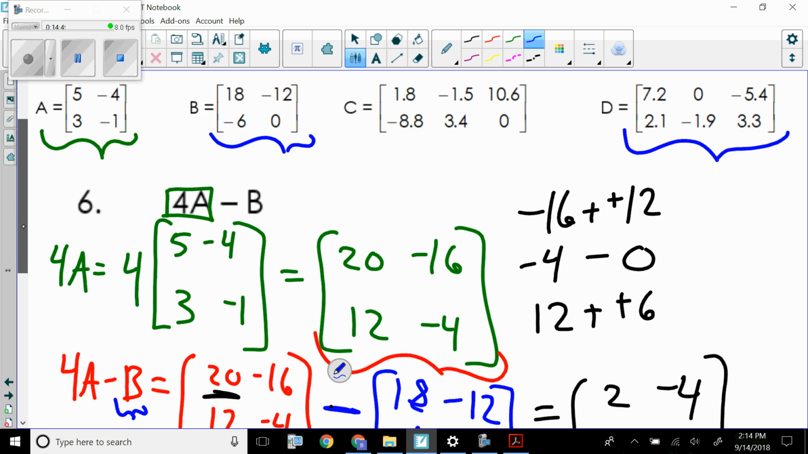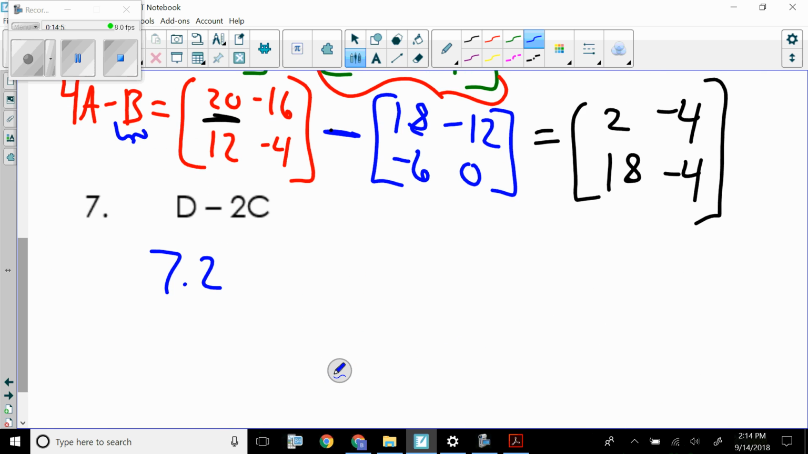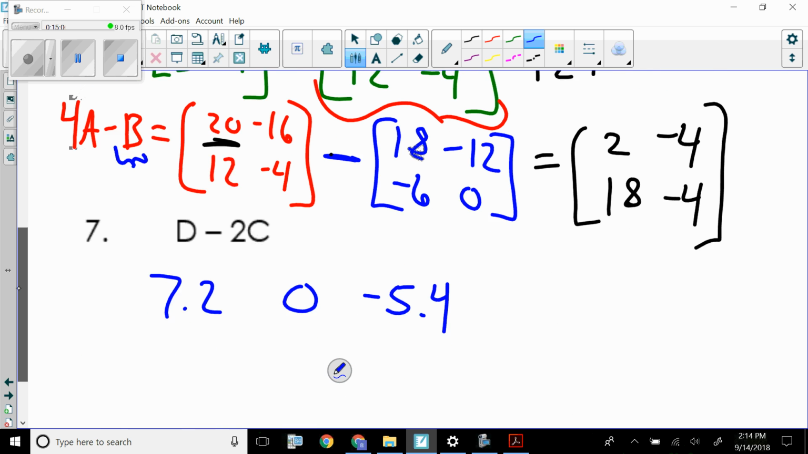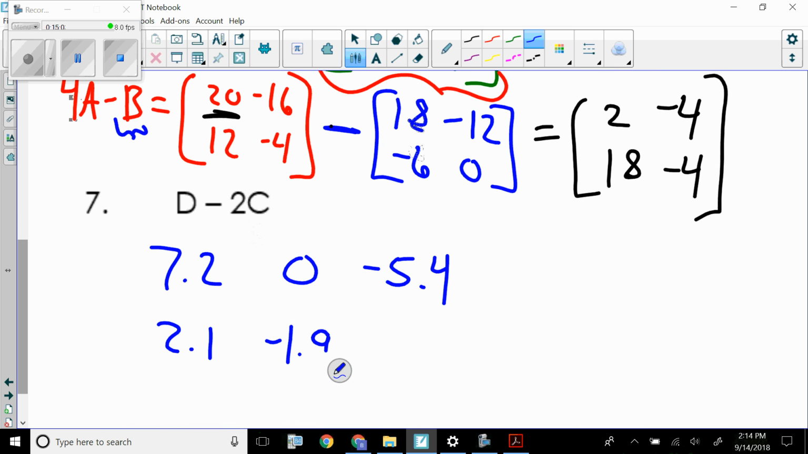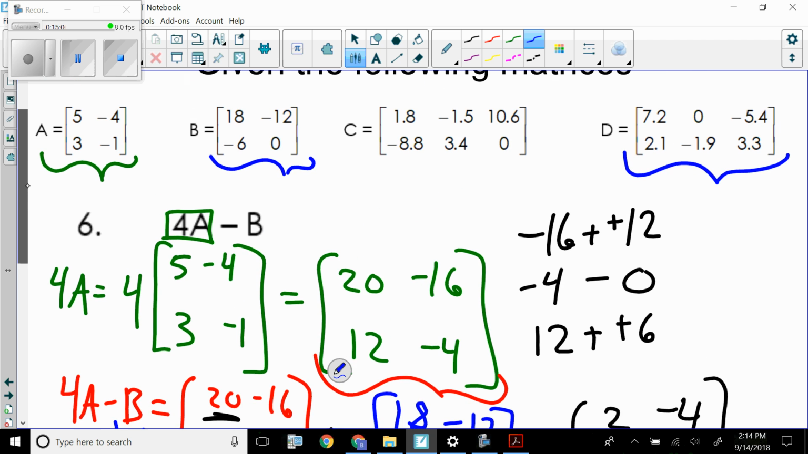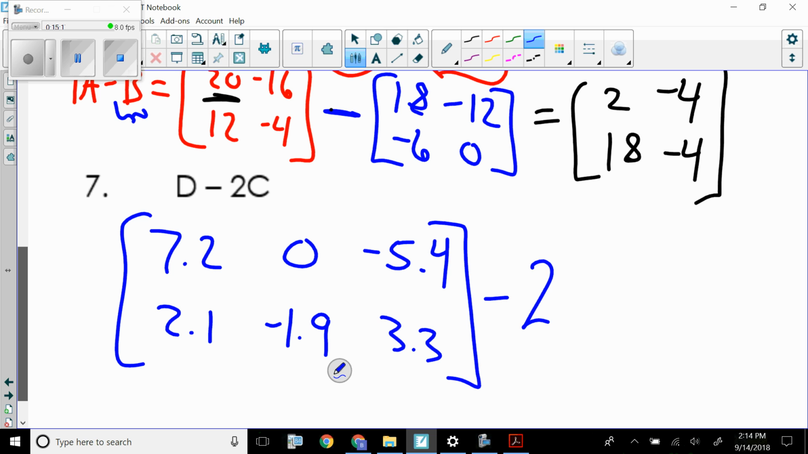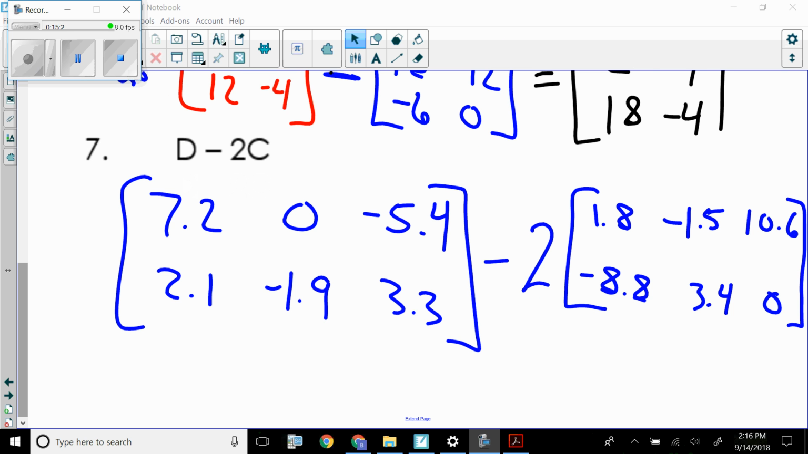That's 7.2, 0, negative 5.4, 2.1, negative 1.9, and 3.3. I am taking this matrix minus 2 times C. And I have my C written in there. So this is the equation I need to do, or the matrix expression that I need to simplify.